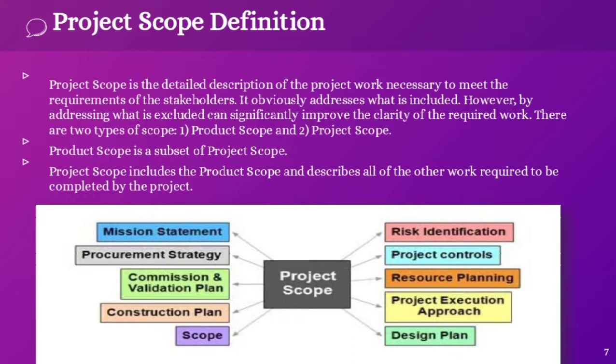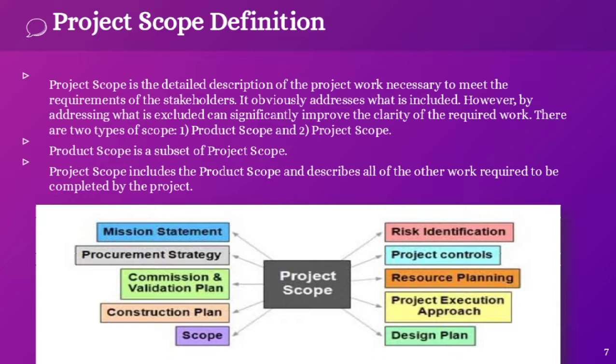It obviously addresses what is included. However, addressing what is excluded can significantly improve the clarity of the required work. There are two types of scope, which are product scope and project scope. Product scope is a subset of project scope. It is the number of different items that your company offers for sale. Your business goals usually determine the scope of products you carry.